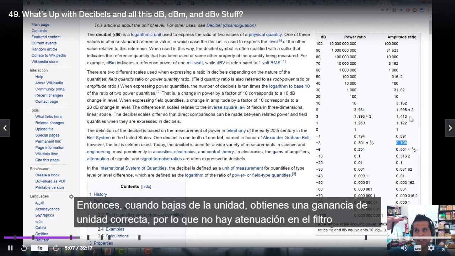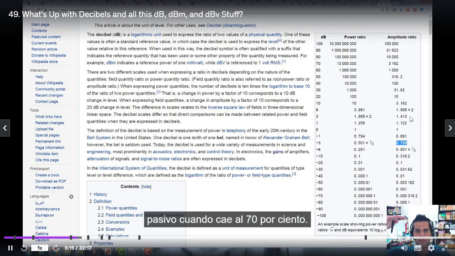That is that corner frequency. So when you've got a gain of unity, right? So there's no attenuation in the passive filter. When it drops to 70%, right, that is minus 3 dB, all right? And that's where that comes from, all right?